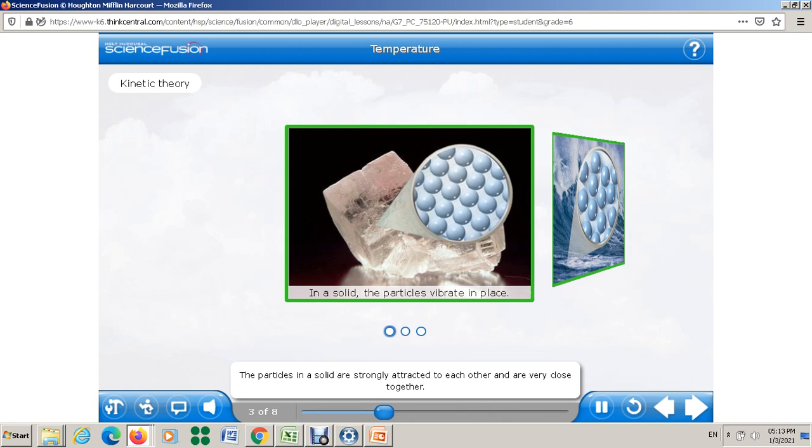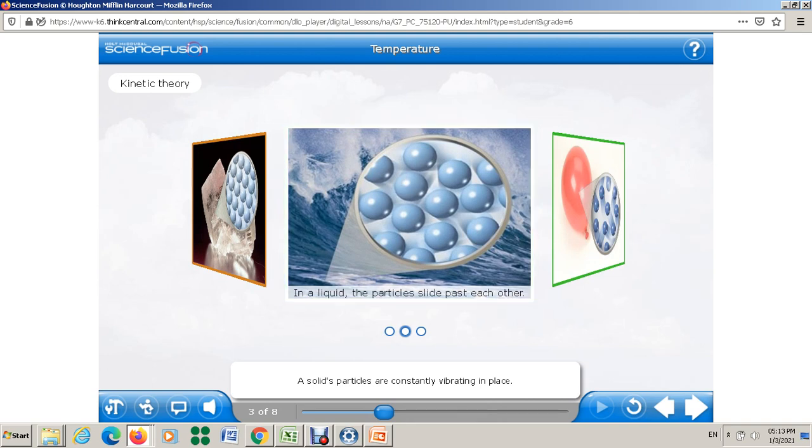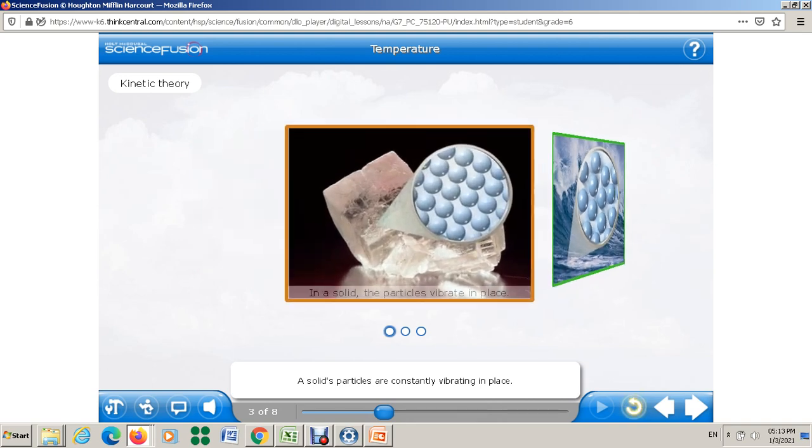Particles in a solid are strongly attracted to each other and are very close together. A solid's particles are constantly vibrating in place. I'm going to discuss it before I continue. You remember for solid particles, they are tightly close together and they are attracted together. They are vibrating in their place. They are in motion, but they are vibrating in their place. They have less energy, okay, low energy, so they are only vibrating in their place.